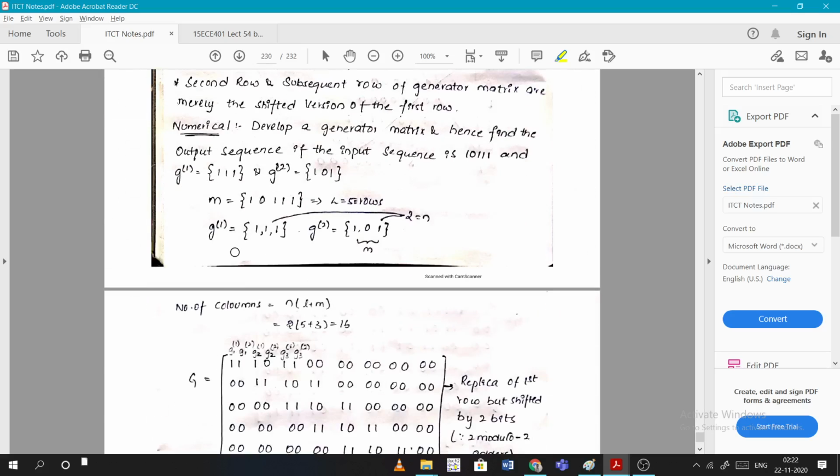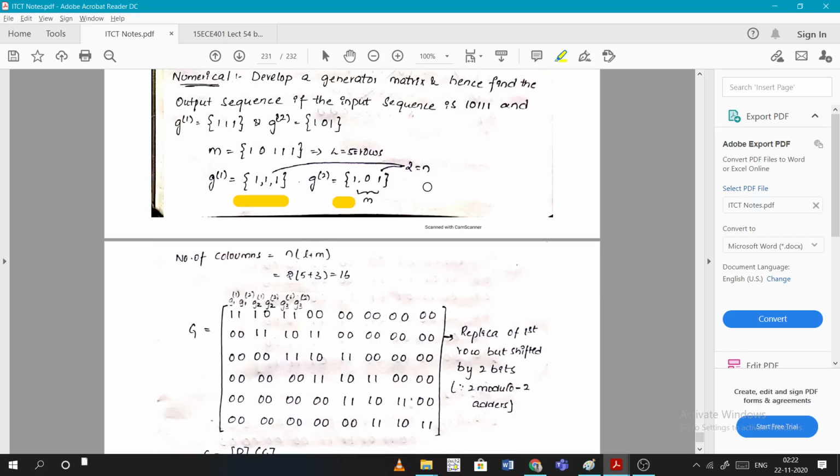So we got two outputs, that means two modulo-2 adders, so n will be 2, and in each g there are 3 bits, that means the m value. The number of flip-flops is 3. So from g, the number of g's will tell you the number of modulo-2 adders, and the number of elements in each g will tell you the value of m, that is, the number of flip-flops. So m is 3 and n is 2.